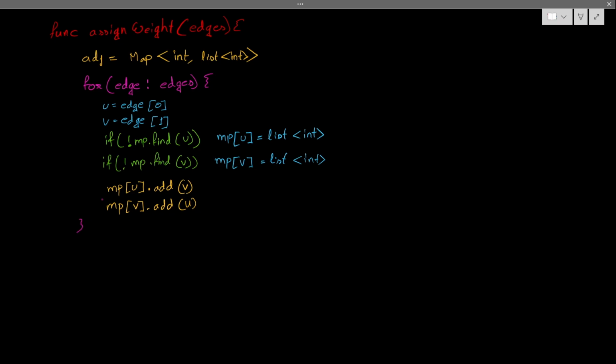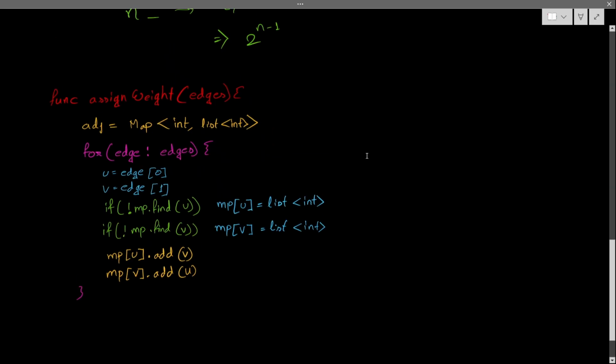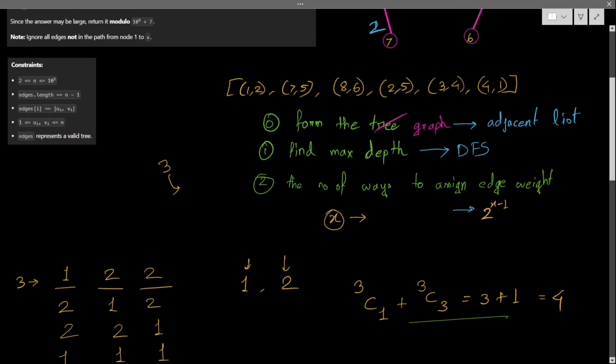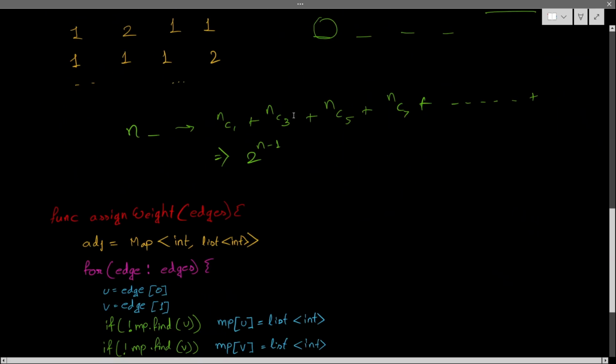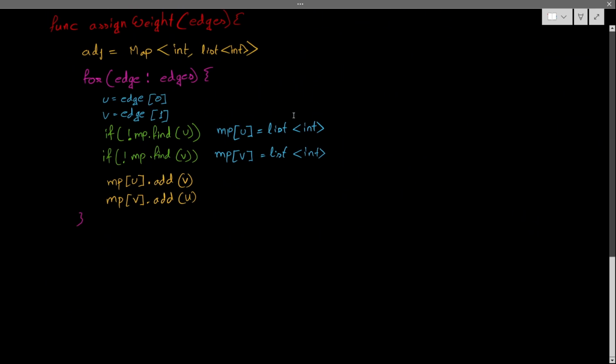Okay, now the adjacency list is completed. Now the first step is done. I have created my graph. Graph is done. The first step is completed. The second step is to find the maximum depth. If I calculate the maximum depth, I will use DFS. You can use BFS as well. It depends. You can use DFS or BFS, anything.